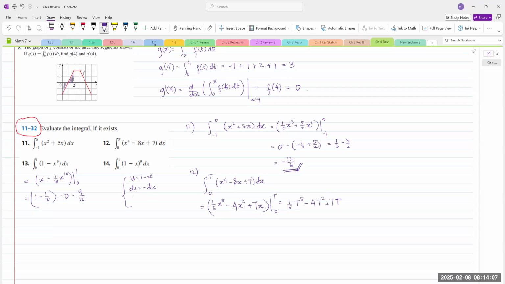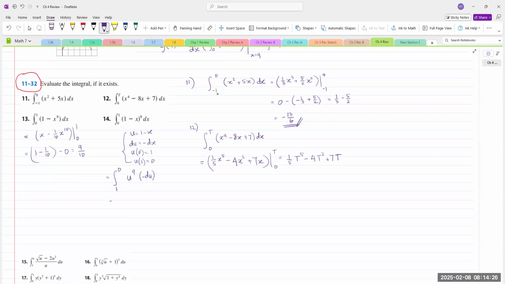How about the limit of integration? U at 0 is 1, U at 1 is 0. So now the integration becomes the integral from 1 to 0, U to the ninth, negative du. Which is equal to, if I reverse the limits of integration, it will absorb the negative. It becomes the integral from 0 to 1, U to the ninth du, which is 1/10 U to the 10th from 0 to 1, which is just 1/10.